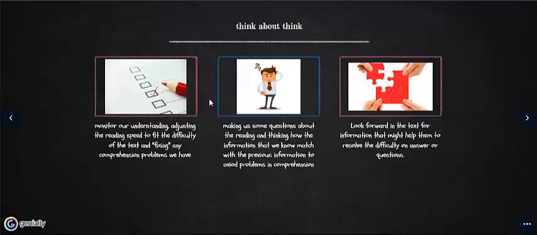Make some questions about the reading and think how the information that we know matches with the previous information to avoid problems in comprehension, and look forward in the text for information that might help to resolve the difficulty or answer the questions.